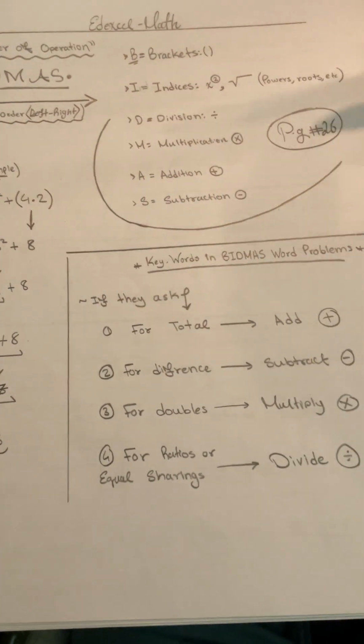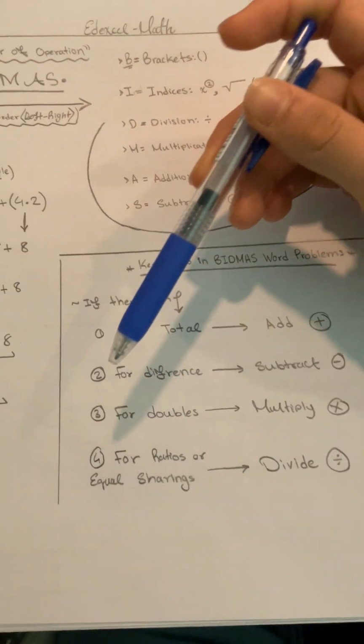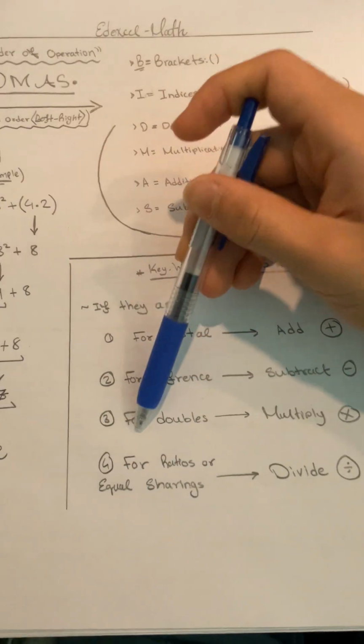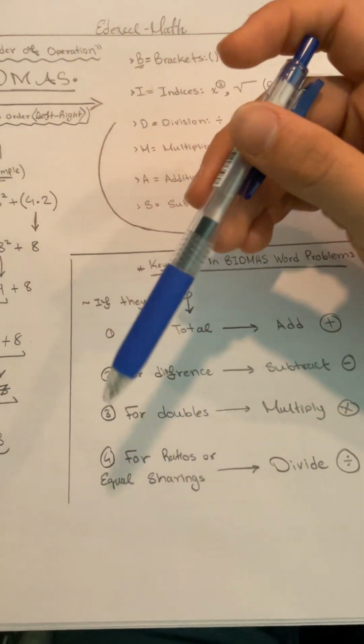Some keywords that we're using in BIDMAS in word problems: if they ask for the total, it means addition. If they ask for a difference, it means subtraction. If they ask for doubles, it means multiplication. And if they ask for ratios or equals or sharings, then it is division, okay?